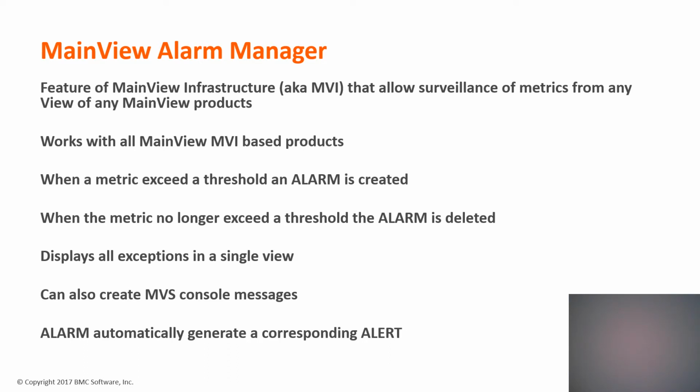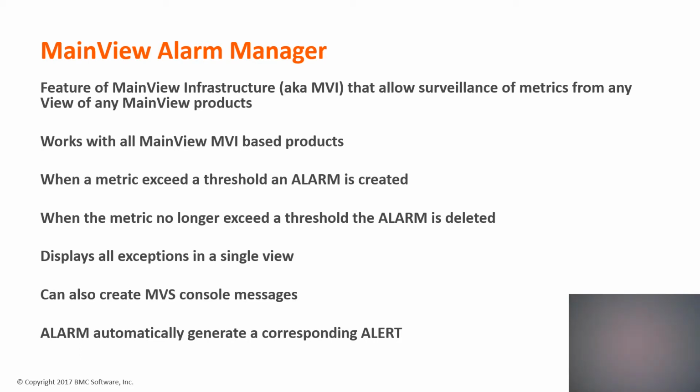And the way it operates is that when a metric exceeds a user-specified threshold, an alarm is generated, and that alarm can be passed to Auto Operator, which can turn it into an alert. When the metric no longer exceeds the threshold, the alarm will be automatically deleted. It will also pass an exception to Auto Operator indicating that the alarm is cleared.